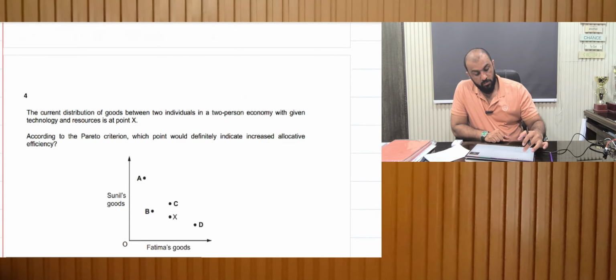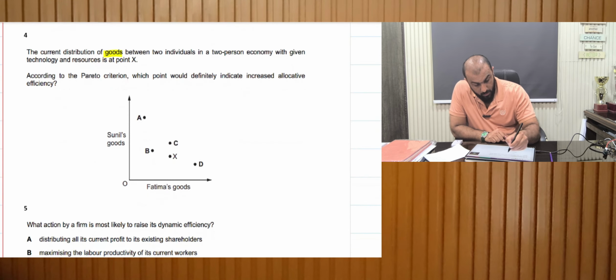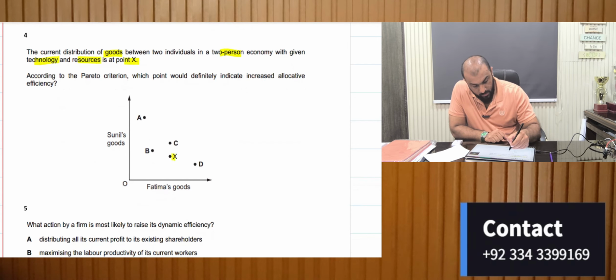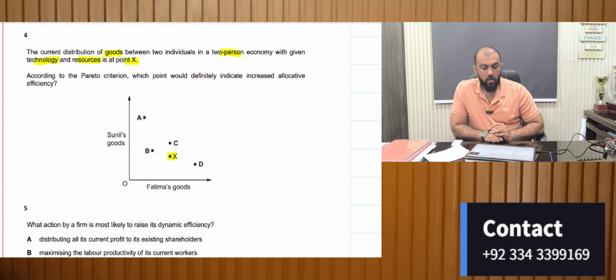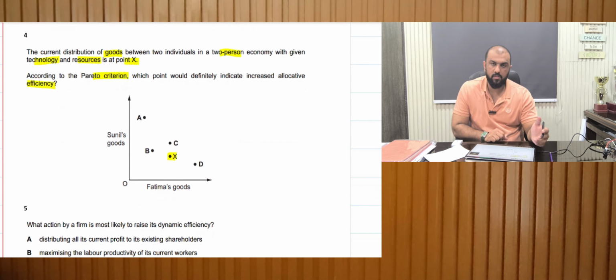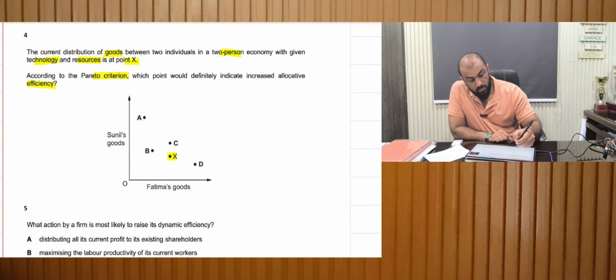So moving on to the fourth MCQ: the current distribution of goods between two individuals in a two-person economy, given technology and resources, is at point X. So this is point X. According to the Pareto criterion, which point would definitely indicate an increase in allocative efficiency? So a point where you can make someone better off without making the other worse off would improve allocative efficiency.